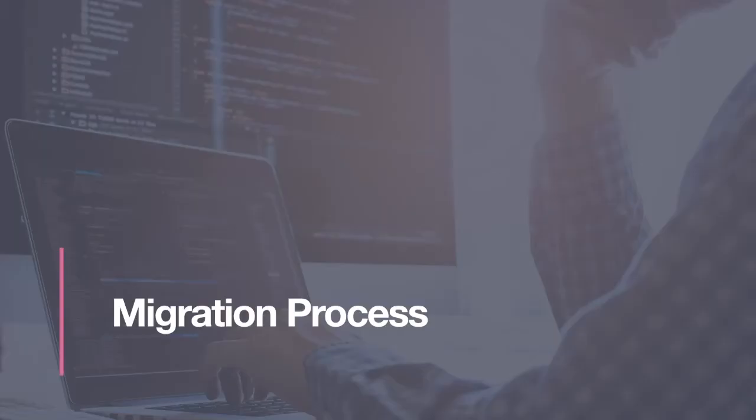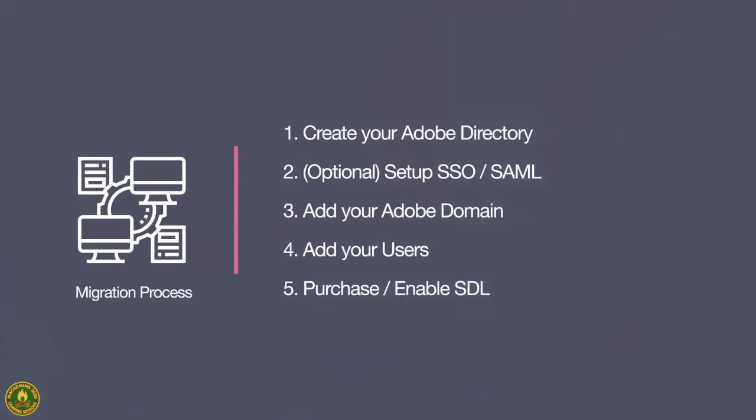So we covered the changes from the new license types, as well as the different Adobe IDs you may use. Let's talk about your migration process. From a high level, this is likely to be creating your Adobe Directory, optionally setting up SAML SSO, adding your Adobe Domain, adding your users, and purchasing and/or enabling the shared device license.